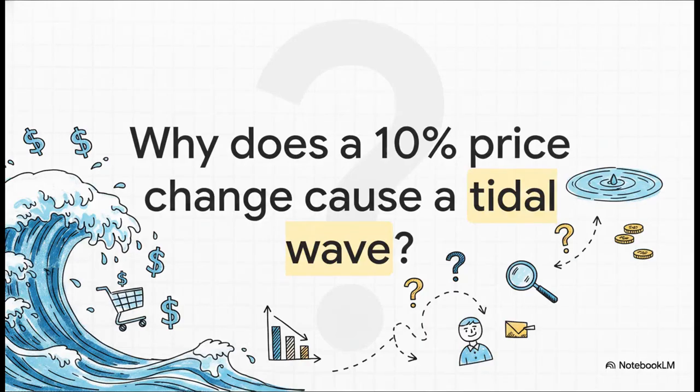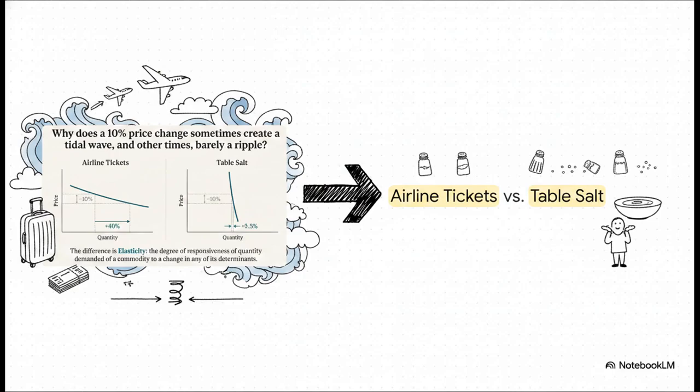So, why does a 10% price change sometimes create an absolute tidal wave of consumer reaction, and other times it barely makes a ripple? It's a mystery that businesses spend millions of dollars trying to solve. We react so drastically to some price changes while we completely ignore others. But why is that? To get to the heart of this puzzle, think about airline tickets versus table salt.